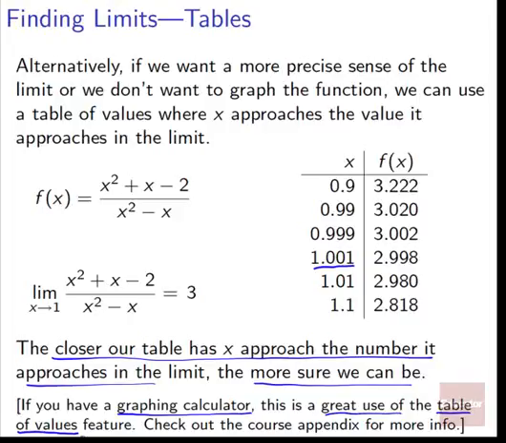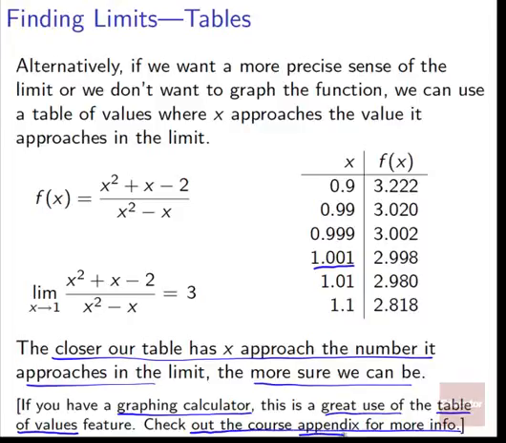If you have a graphing calculator, this is a great use for the table of values feature, where you can just set up a function, then go to the table of values, have it be an independent thing where you plug in each number, you plug in 0.9, 0.99, 0.9999, and you hit them all in, and it will just spit out values for you, and you won't have to type in the entire equation over and over, the entire expression.